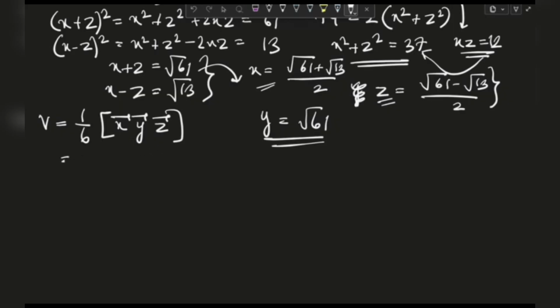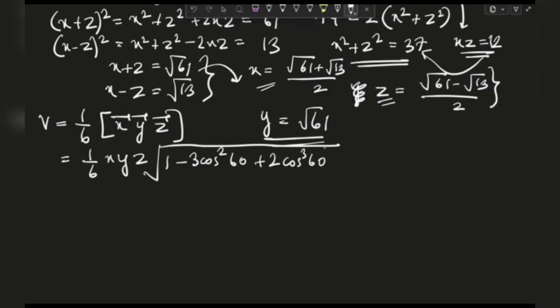So basically now if we open this up, we can write this as 1 by 6 times x, y, z. These are the mods. That's why I took it above as small x, small y, small z only. And this is root under of 1 minus 3 cos square 60 plus 2 cos cube 60. Now an obvious question can be where this big expression came from, right?